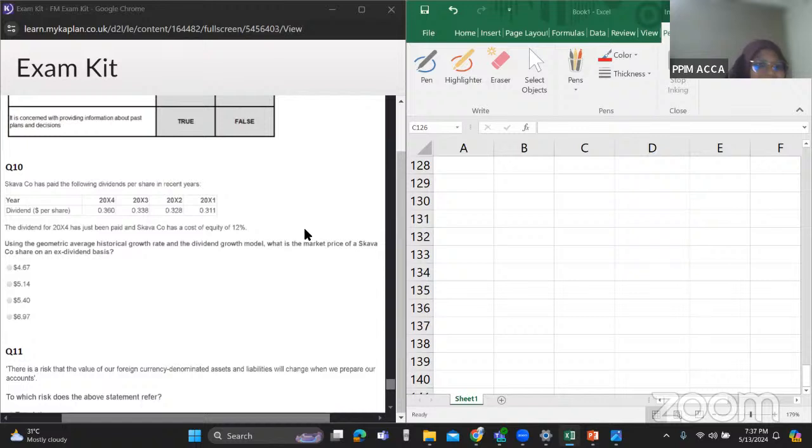How will you get the answer? They're telling you the model also. They're saying use the dividend growth model. Have a go and see.